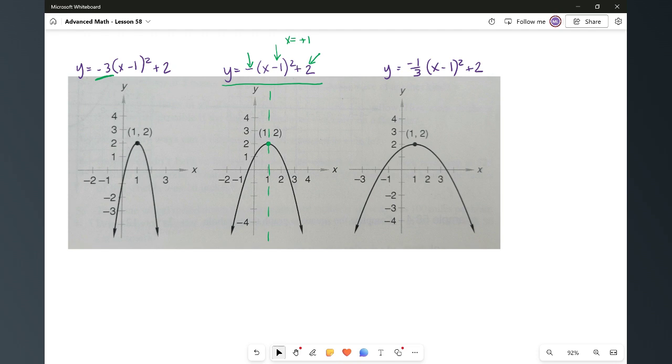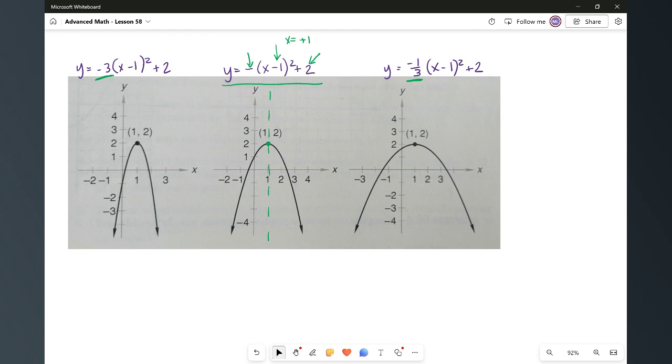Slide over to the graph on the right, and you see a much wider parabola. When we have a fraction in front of the parentheses, it feels like a coefficient of that completed square. That will make the parabola much wider. Again, same vertex, same x-axis of symmetry, same shape opening downward, just much wider because of that 1/3.